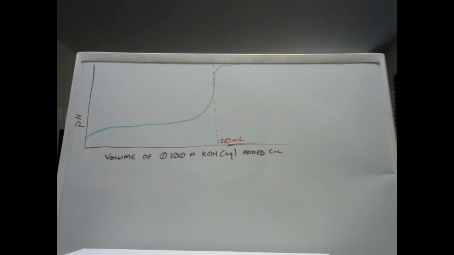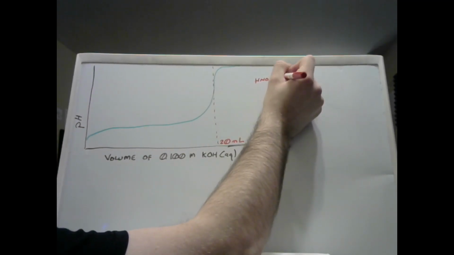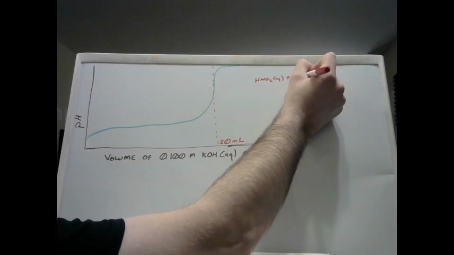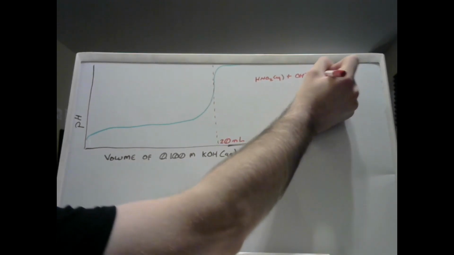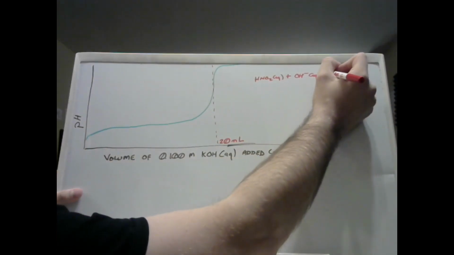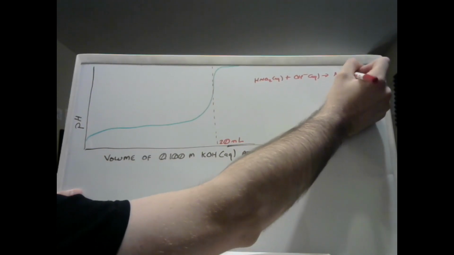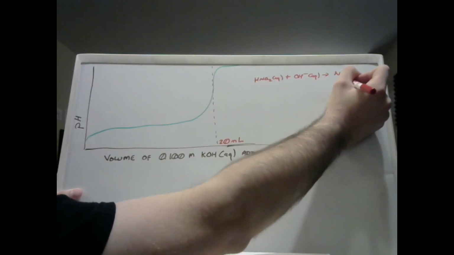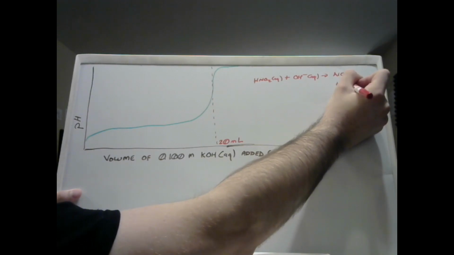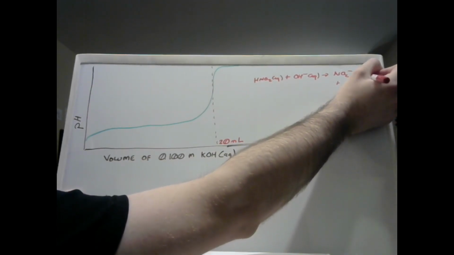That's a very important reaction, so let's write that down. It's HNO2 aqueous plus OH minus aqueous, telling us this is an ionic or net ionic reaction. Goes to NO2 minus plus H2O, liquid.